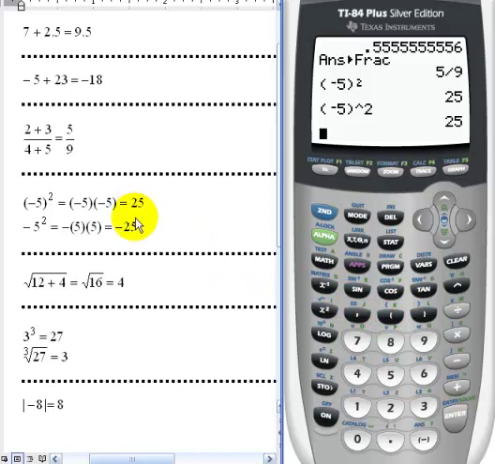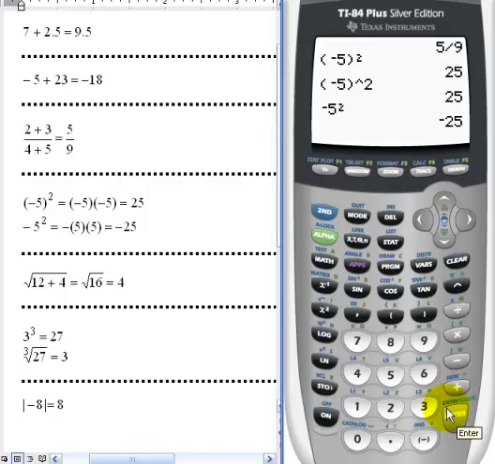Now again, this example illustrates usage of parentheses. This was negative 5 squared. This is the opposite of 5 squared, and what that really means is the opposite of 5 times 5. 5 times 5 is 25, I take the opposite of that, so that's negative 25. So in my calculator, if I don't use parentheses and I say the opposite of 5 squared, that's exactly how the calculator is going to interpret it. It's going to square the 5, then take the opposite of that number.